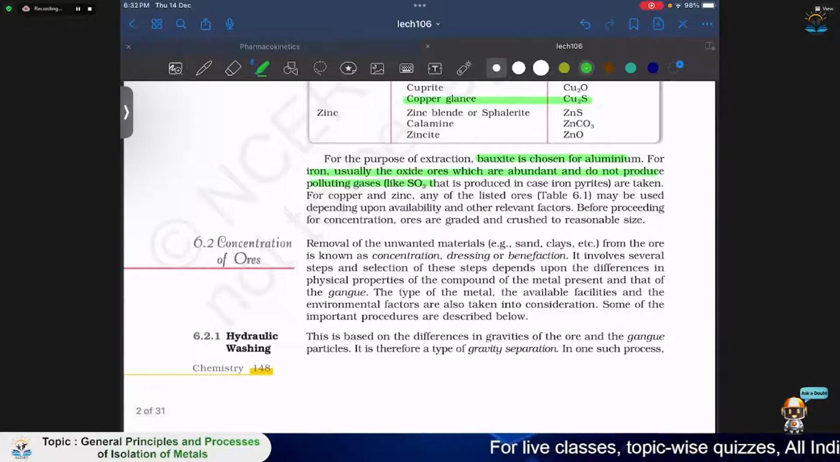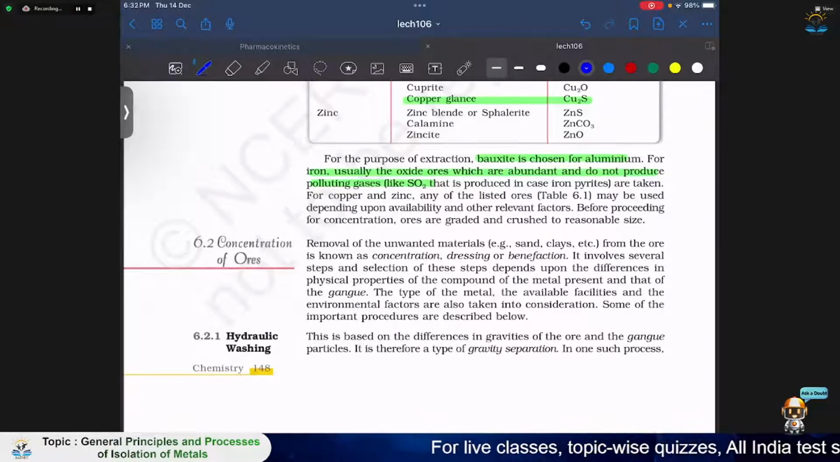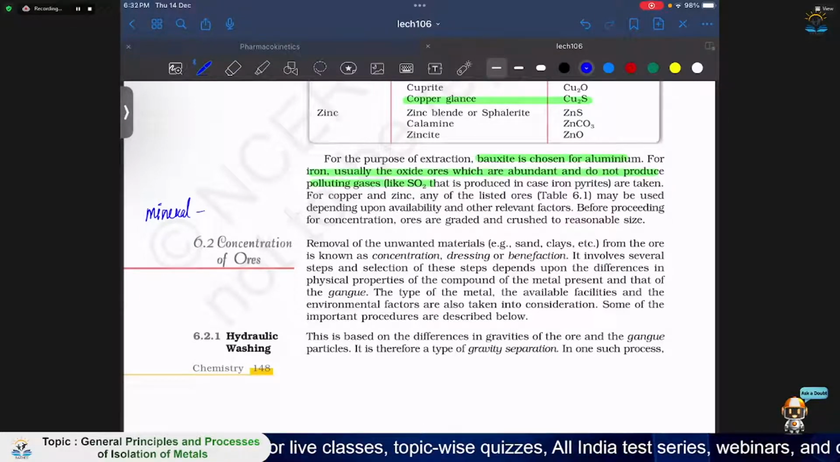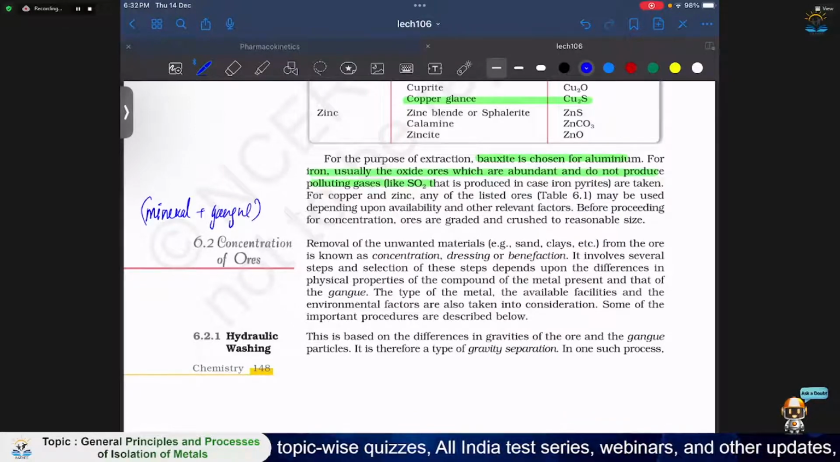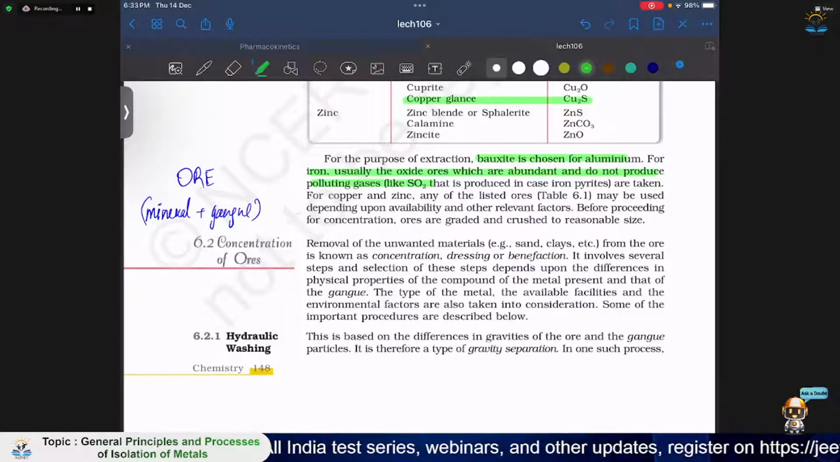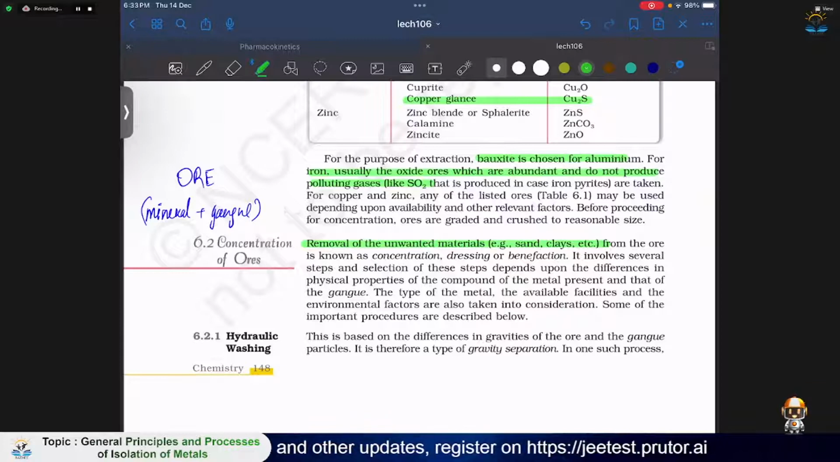So actually, ore does not consist of the pure mineral only. It has the mineral of our desire plus gangue. Gangue is the impurity in the ore. Both of them together make ore. So the process of removal of unwanted materials, sand, clays from the ore is known as concentration, dressing, or beneficiation.